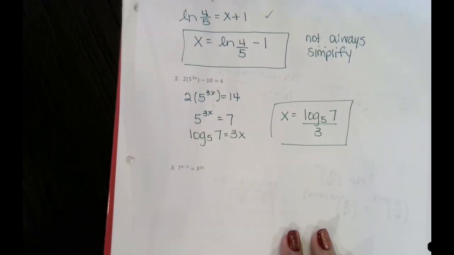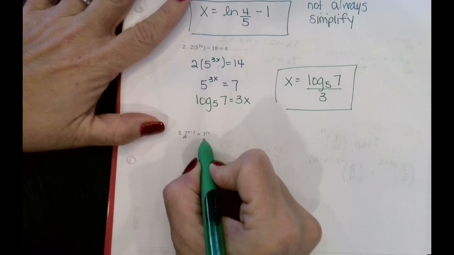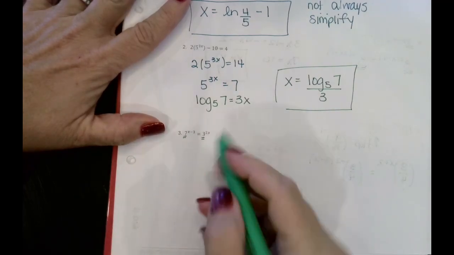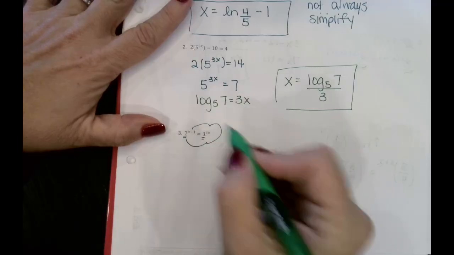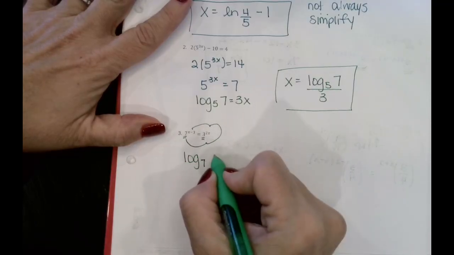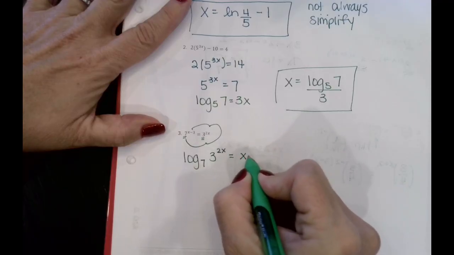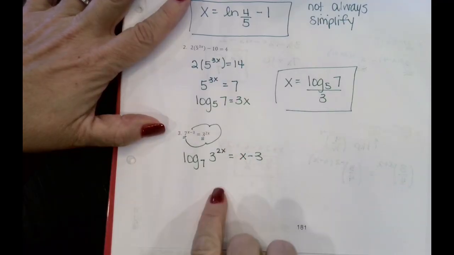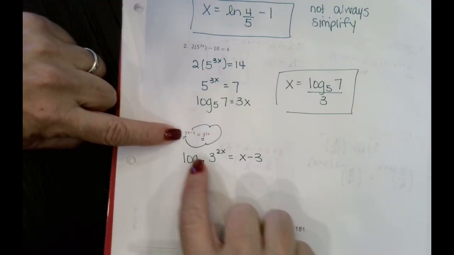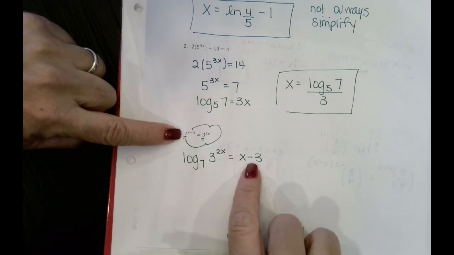Okay, last one. So this is odd. I have a base here and a base here. So what I'm going to do is I'm going to do the same thing, and I'm going to popcorn this guy out. So I would have log base 7 of 3 to the 2x equals x minus 3. Okay, let's go through this again. So here's my base 7, equals the answer, equals the exponent.